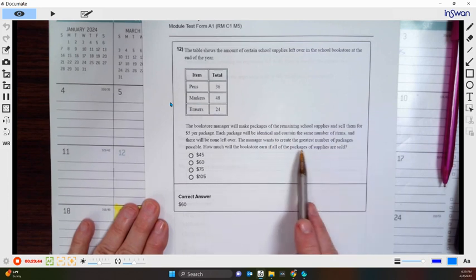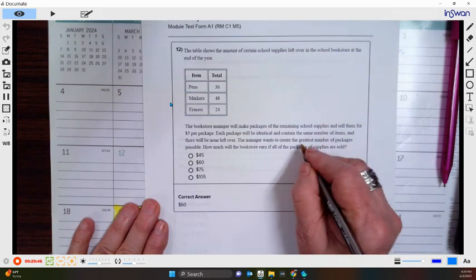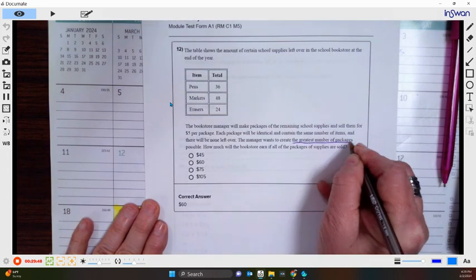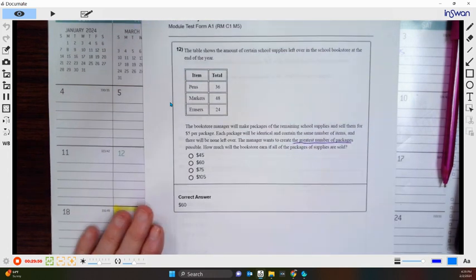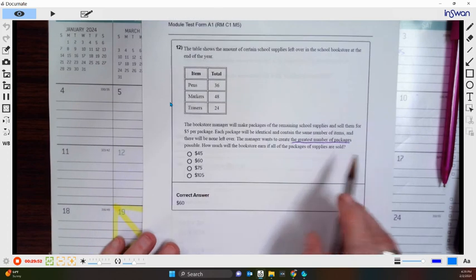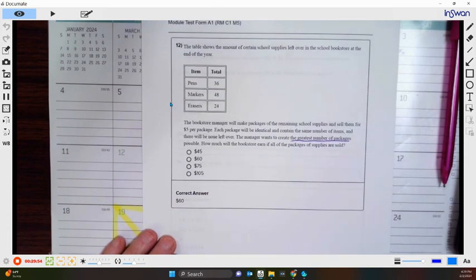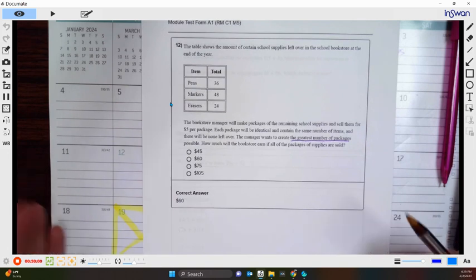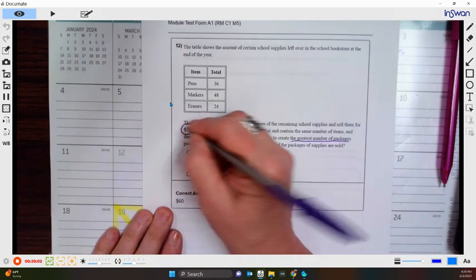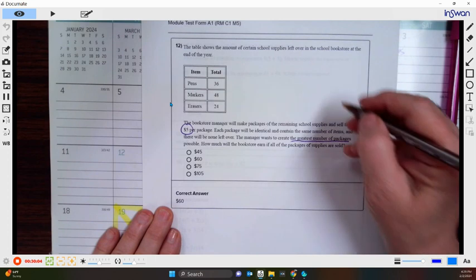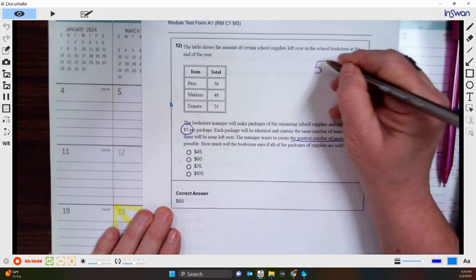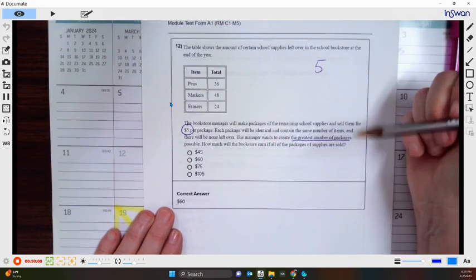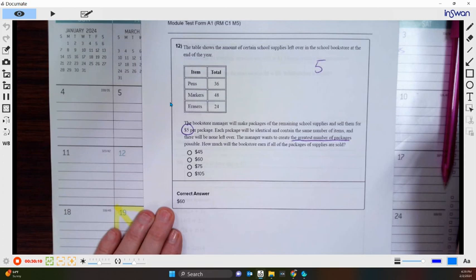The manager wants to create the greatest number of packages. All right, so I'm making groups or packages, and they're all going to have the same thing in it. How much will the bookstore earn if all the packages of supplies are sold? Okay, so let's look at what we have. We know that whatever we have, we're going to sell them for $5 each. So whatever we get for the number of packages, we're going to multiply that times 5.